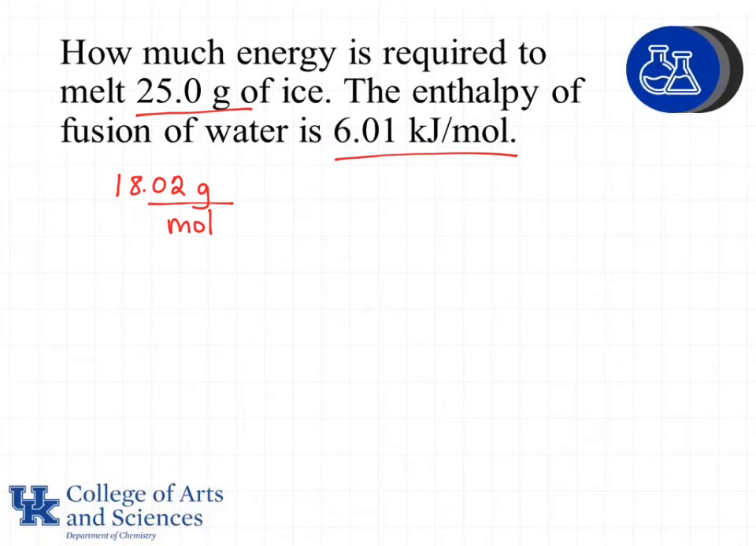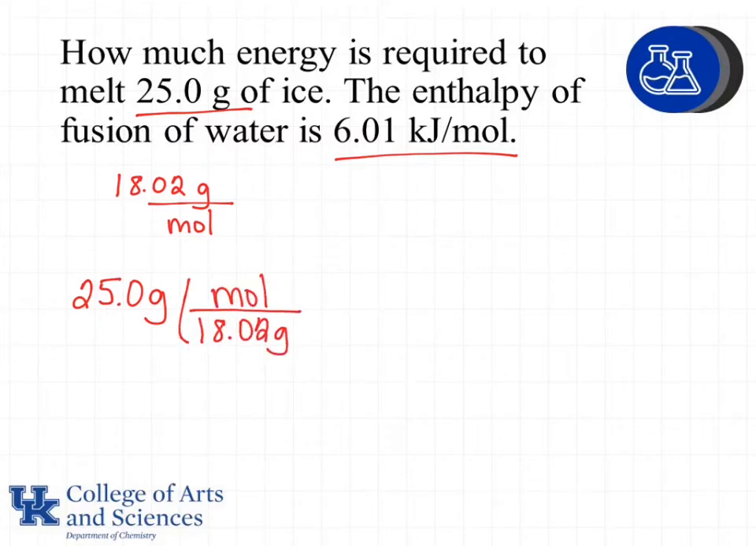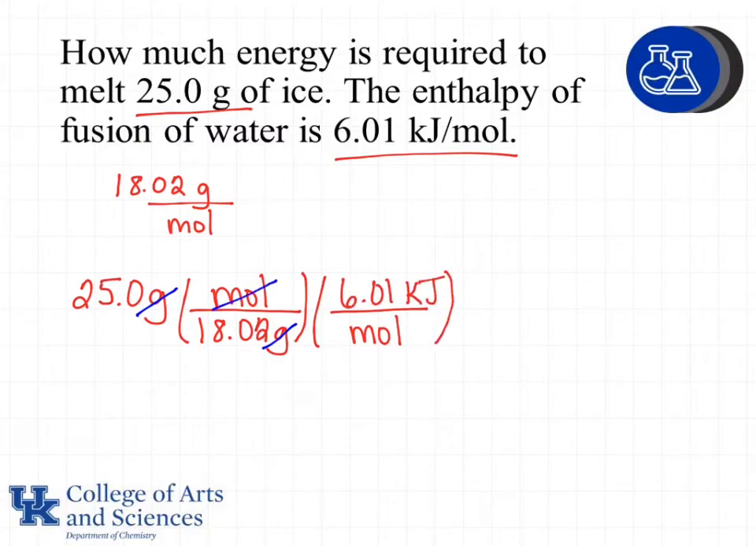This is also a relationship, so we're not going to start our setup with that. We're going to start with 25.0 grams because that's our simple unit. Grams will go on the bottom and moles on top. Next, we can cancel out units of grams. So at this point we have units of moles, but we want to get to energy. So we need moles on the bottom and our 6.01 kilojoules on top. Moles will cancel out, and we're going to be left with 8.34 kilojoules of energy.